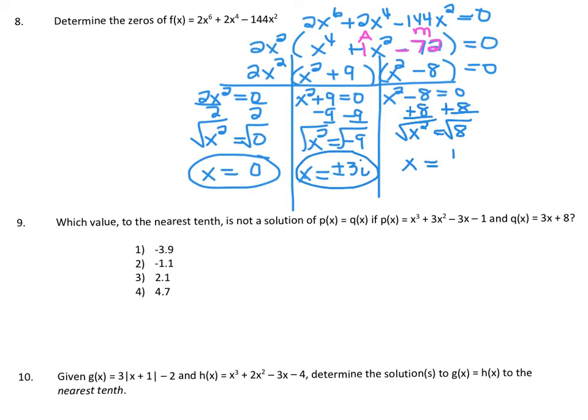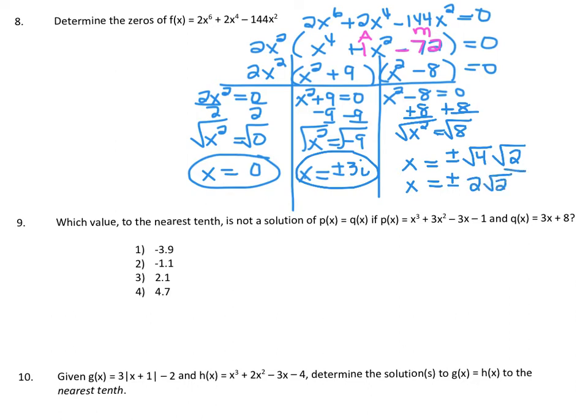Now, radical 8, the square root of 8 is not a perfect square. So I'm going to have to break this up into 2 separate radicals. And the biggest perfect square that divides evenly into 8 is 4. So I'll make this a 4, which leaves me with a 2 in the other radical. And since the square root of 4 is 2, it leaves me with x equals plus and minus 2 radical 2.